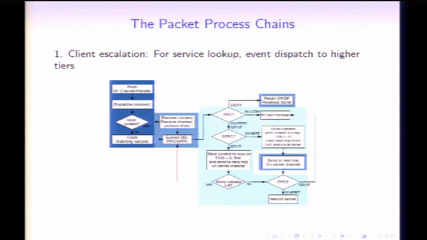So I'm going to go over a brief overview of each of these control process chains. The first one is the client escalation. This is what does the service ID lookup, finding the next hop, moving the event from one tier to the tier above. These are color-coded in terms of the different colors that we use for the different layers. So the dark blue is the control channel, like the channel handler. It might be the client, server, or OpenFlow channel handler. In this case, it's either the OpenFlow handler or the client channel handler from a lower tier.